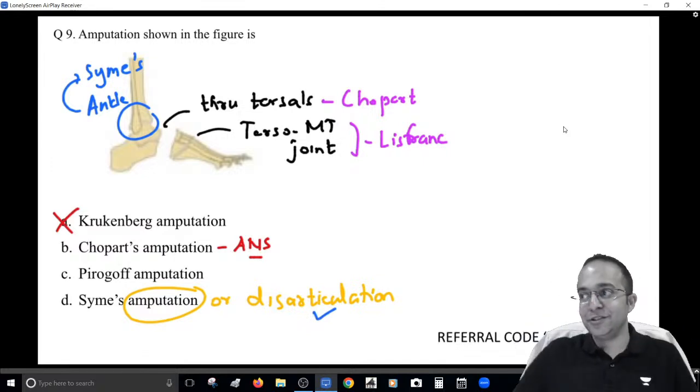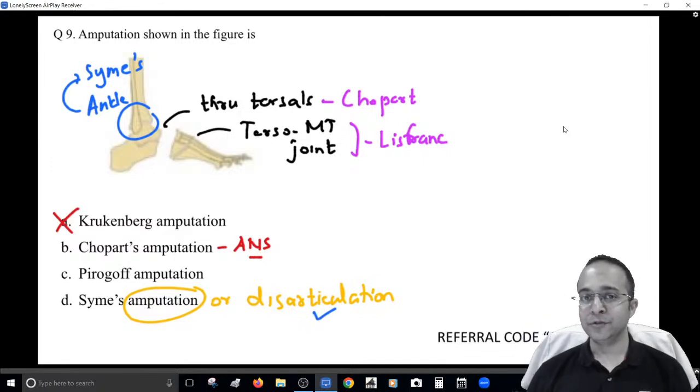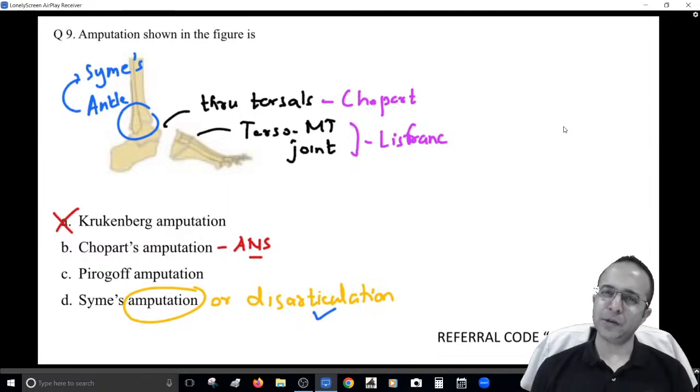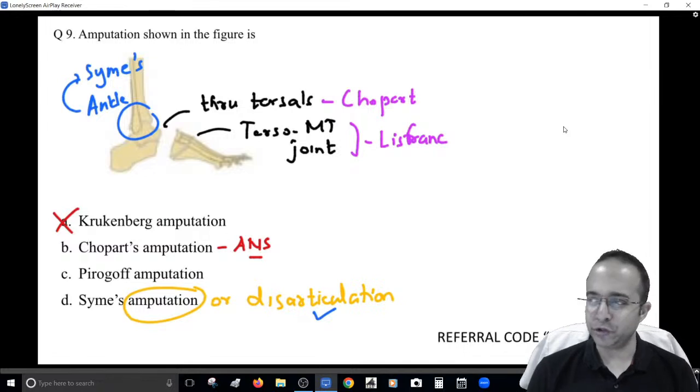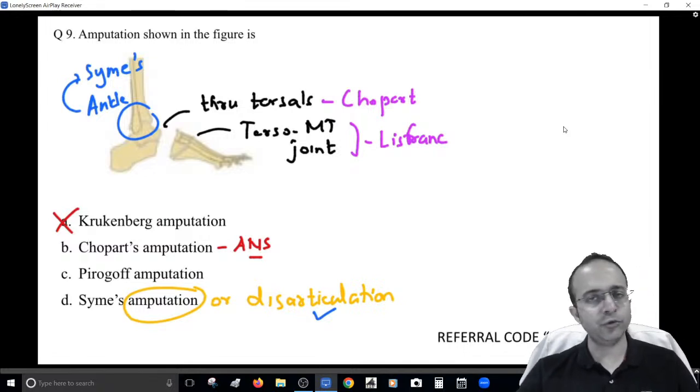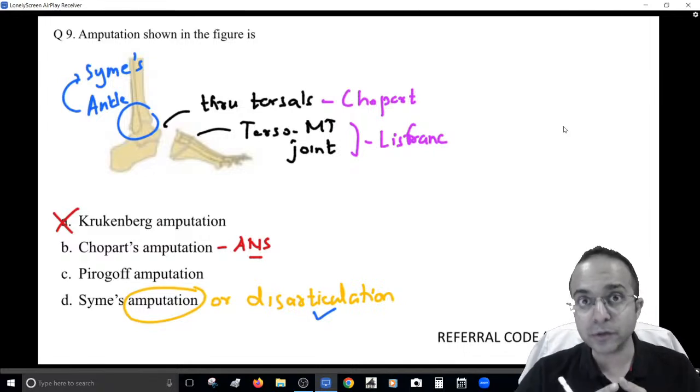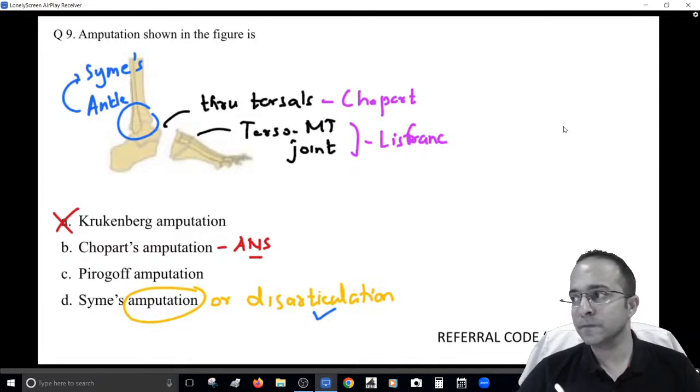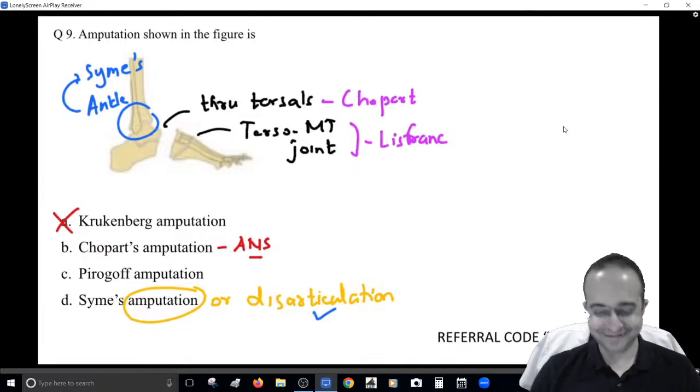Yes, Neha, Ali, Shatish, Navneet, Adnan, you've all been listening. So Raj, what will be the better word? Shouldn't we call it a disarticulation, or should it actually be called an amputation? Because generally through joints we use the word disarticulation: knee disarticulation, shoulder disarticulation. No.